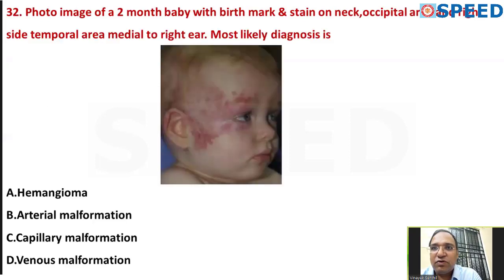100% I'm sure. Photo image of a 2-month baby with a birthmark and stain on the cheek, on the neck, occipital area, right side of temporal area, medial to the ear, most likely diagnosis. If these options and questions are right, the right answer will be option A. Answer will be hemangioma.